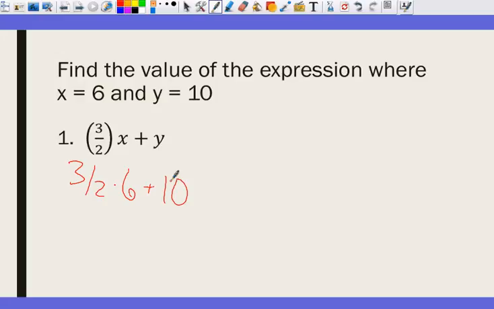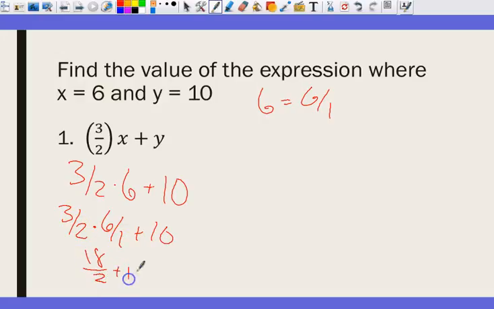The easiest way to simplify this is, would you agree with me that 6 is equal to 6 over 1? So we're going to say 3 over 2 times 6 over 1 plus 10. When you multiply fractions, you multiply them across this way. So it's 3 times 6, and 2 times 1 is 2, plus 10. What's 18 divided by 2? 9 plus 10 is 19. Is that the answer?